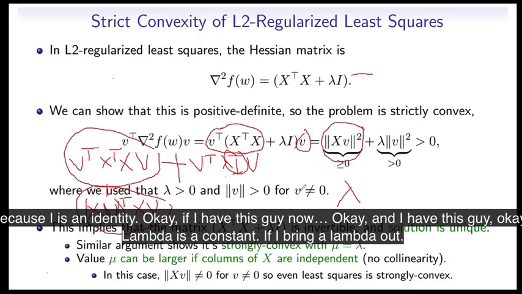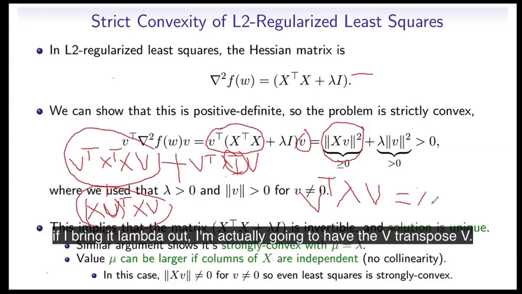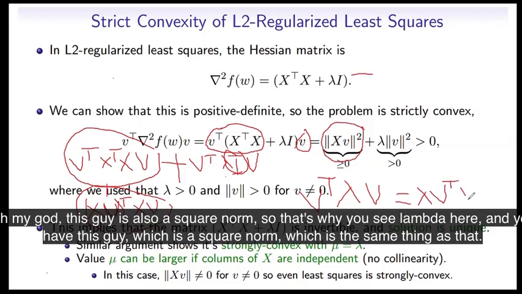Now, my lambda I is just lambda because I is an identity. Lambda is a constant. If I bring a lambda out, I'm going to have V transpose V. Oh my God, this guy is also a square norm. So that's why you see lambda here, and you have this guy, which is a square norm, the same thing as that.